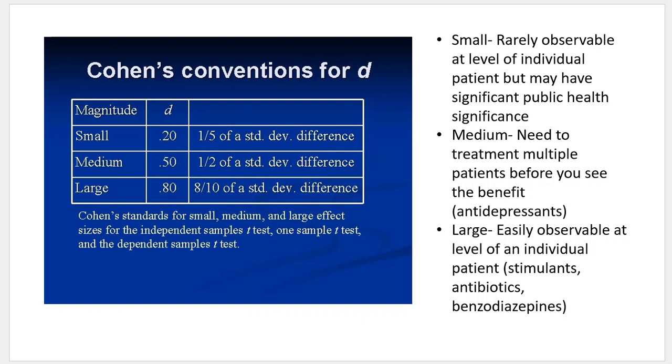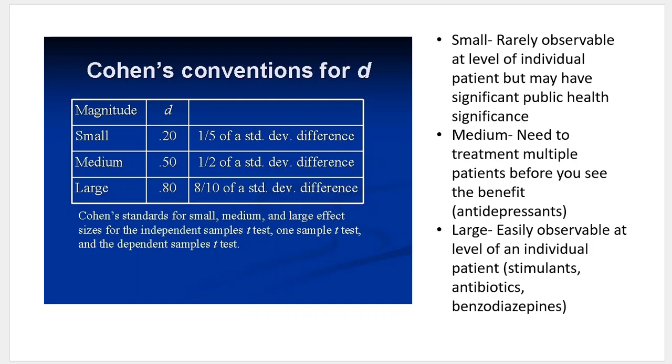Medium means you're probably going to see an effect of the group, but you're going to have to see a group of people. So let's take antidepressants. You start 10 people on an antidepressant, 6 people will come back saying they're better. But you never quite know who got better from a placebo effect, who got better from a drug effect. You're a little bit unclear.